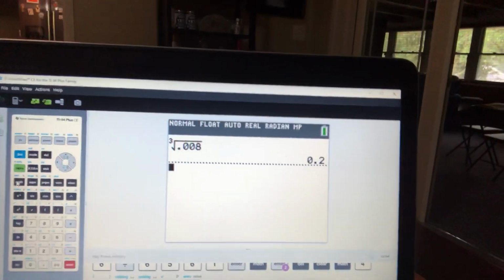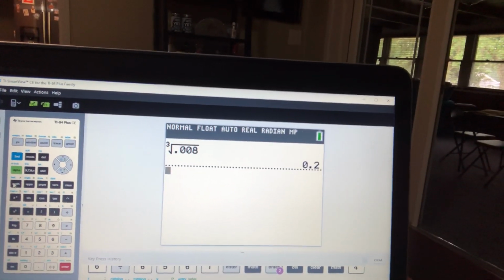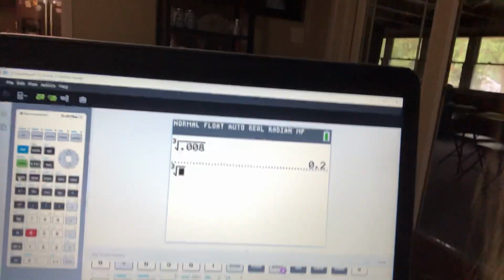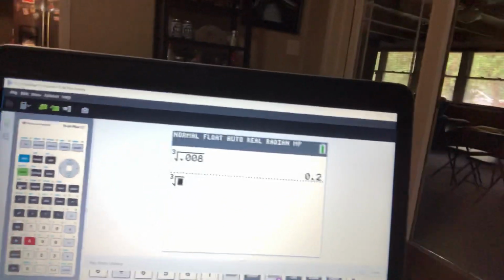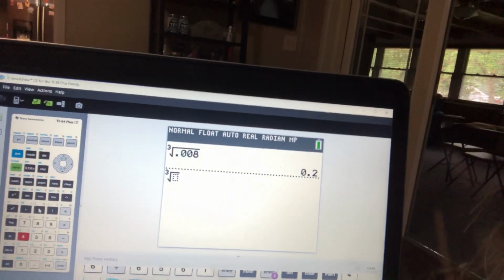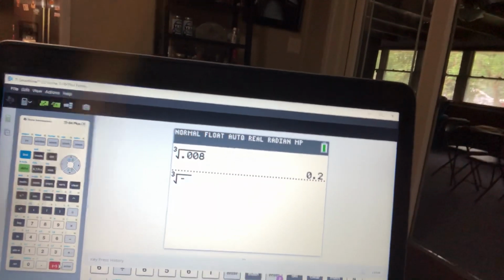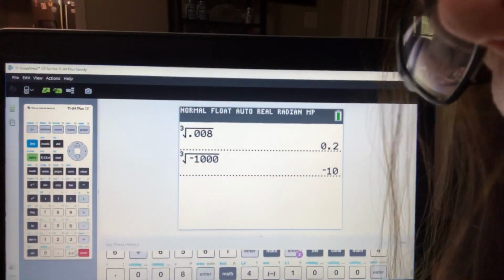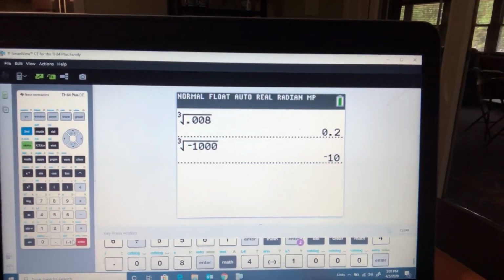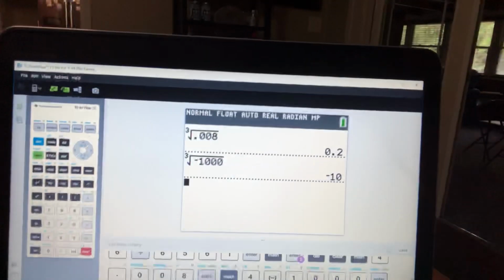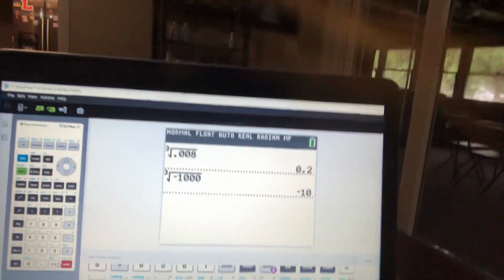Okay, the next one is the same thing. Go under math and select number 4, cube root, and the number is -1,000. Okay, so we're going to put in the negative symbol, and then 1,000, and enter. Okay, so that time you should get -10. And cube roots only have one answer, so it's going to be just -10 for that one. The next one is back to math.